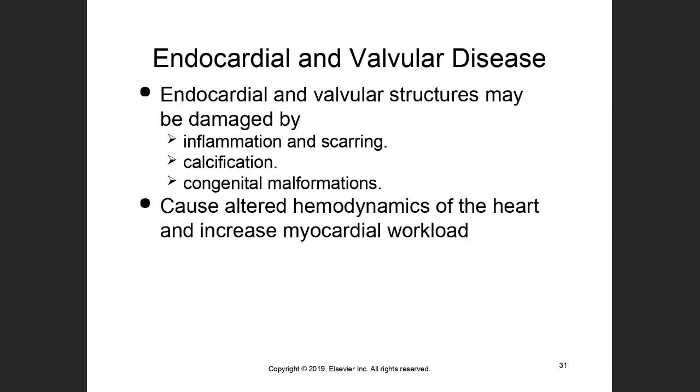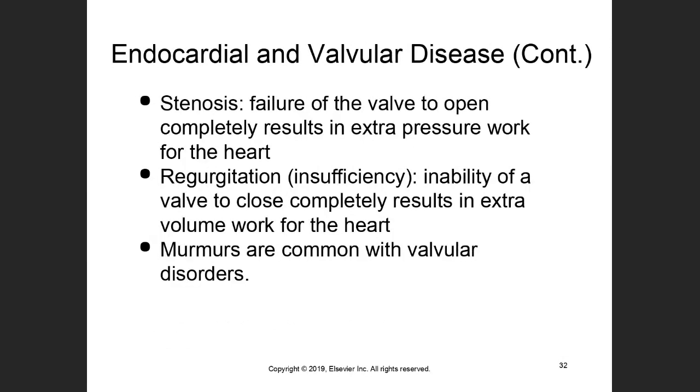Endocardium valvular structure may be damaged by inflammation, scarring, calcification, congenital malformation. All that can produce cardiomyopathy. Okay? In endocardium valvular disease, we have stenosis. If you have stenosis, that means the valve can't open properly, and that produces murmur and damage to the heart. Okay? Regurgitation is that the valve doesn't close. Okay, and then you have insufficiency or regurgitation, so the blood is gonna go back to the heart.